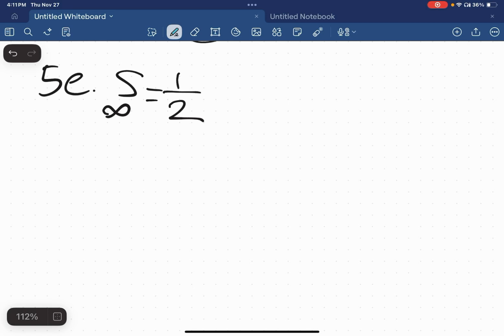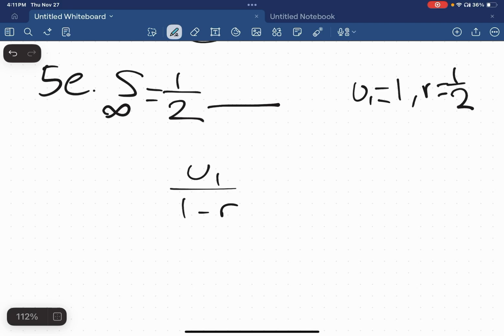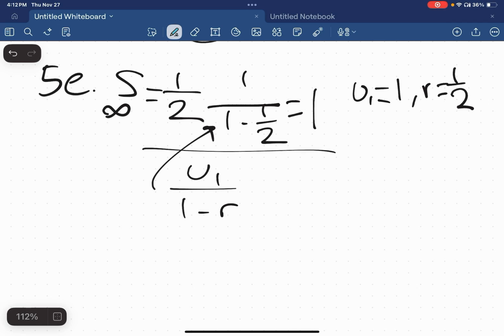We already have everything from last time. u1 is going to be equal to 1, r is going to be equal to 1/2. And remember our summation for infinite terms is just going to be u1 over 1 minus r. So we have 1 over 1 minus 1/2, and this is equal to 1. Beautiful.